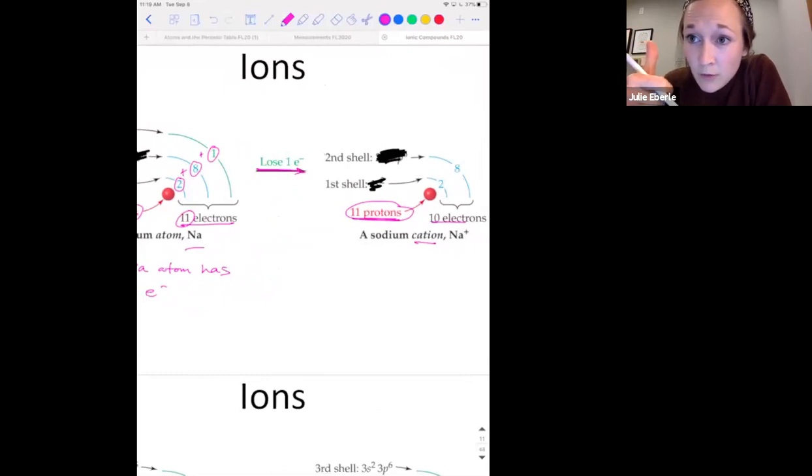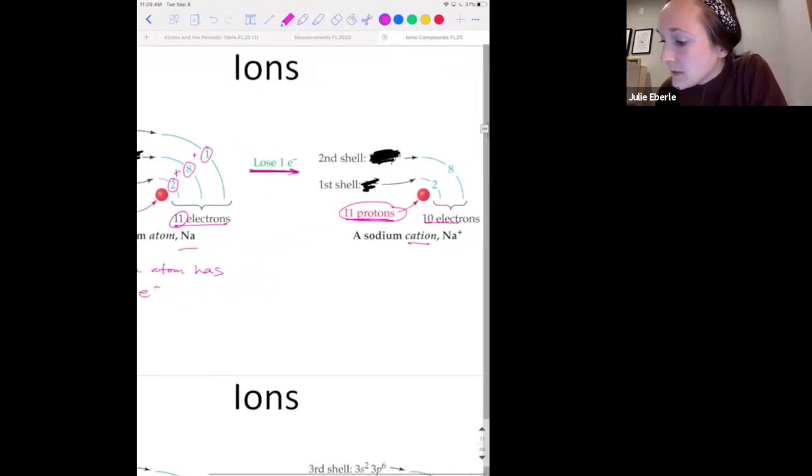Cations are smaller than regular atoms. That's one thing you need to know. There's a trend there. Cations shrink down in size, often because they're losing that outer shell. And then we have an imbalance.